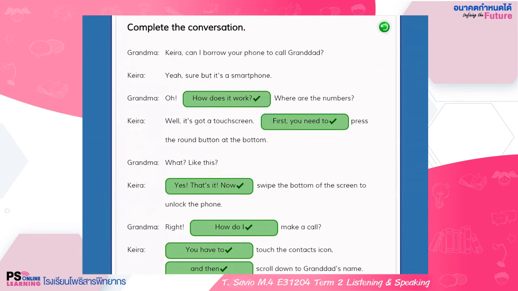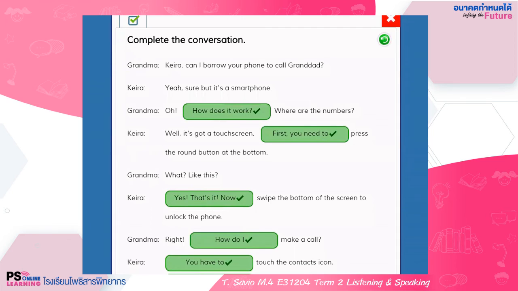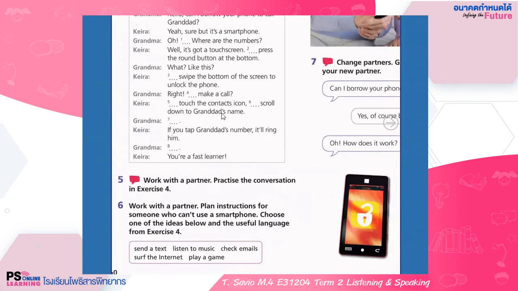So that is a conversation about Kiara helping her grandma use a smartphone. In exercise 5, work with a partner, practice the conversation in exercise 4. So 2 students can get together. One can be grandma and one can be Kiara and practice a conversation.